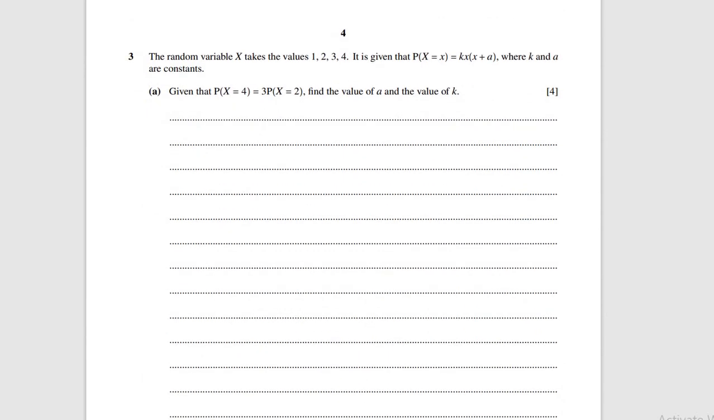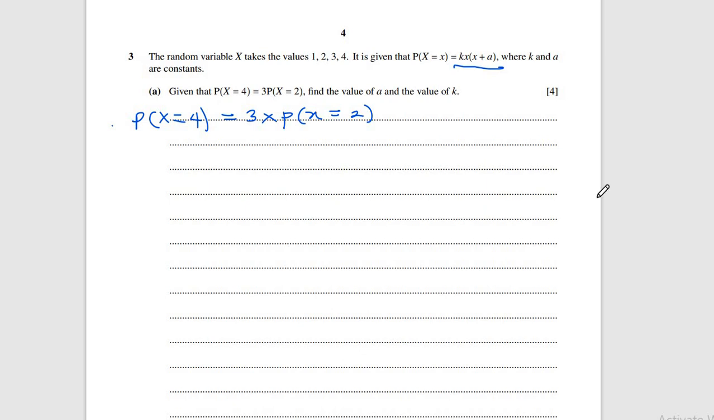Number 3. The random variable x takes the values 1, 2, 3, 4, such that the probability of x equal to x is kx times the bracket x plus a. Given that the probability of x equal to 4 is 3 times the probability of x equal to 2.